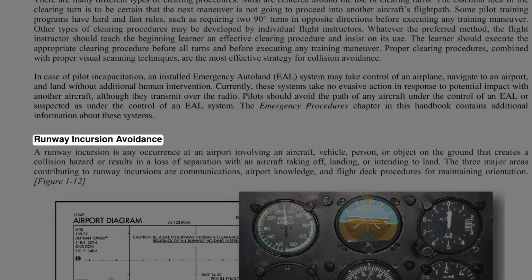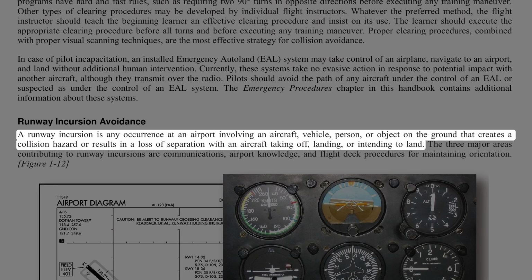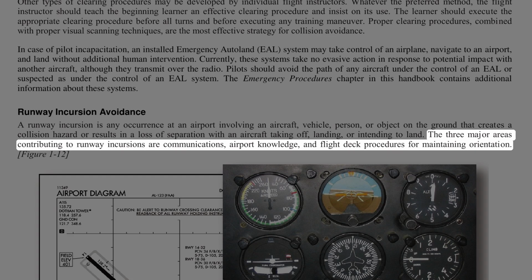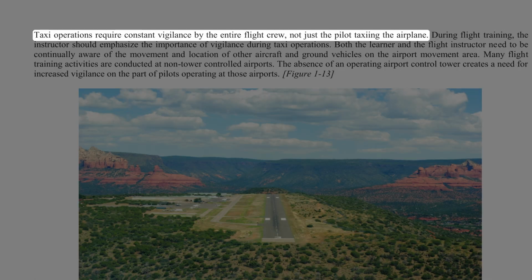Runway incursion avoidance. A runway incursion is any occurrence at an airport involving an aircraft, vehicle, person, or object on the ground that creates a collision hazard or results in a loss of separation with an aircraft taking off, landing, or intending to land. The three major areas contributing to runway incursions are communications, airport knowledge, and flight deck procedures for maintaining orientation. Taxi operations require constant vigilance by the entire flight crew, not just the pilot taxiing the airplane.